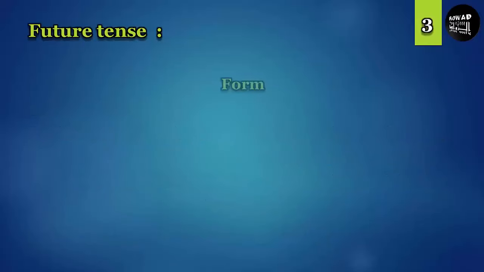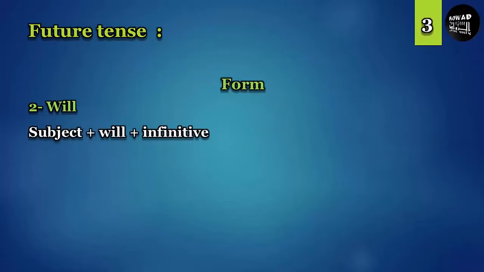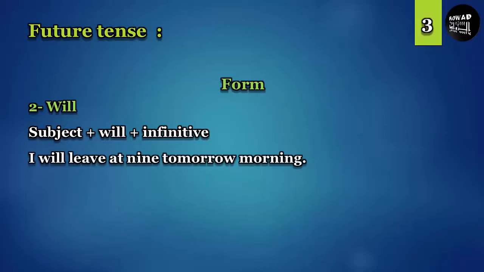صيغة تانية أو شكل تاني بنستخدمه للفيوتشر اللي هي will. صيغة الفاعل بعدها will بعديها الانفينيتيف أو التصريف الأساسي للفعل. مثال: I will leave at 9 tomorrow morning. سأغادر غدا الساعة 9 صباحا. استخدمنا will مع التصريف الأساسي للفعل.